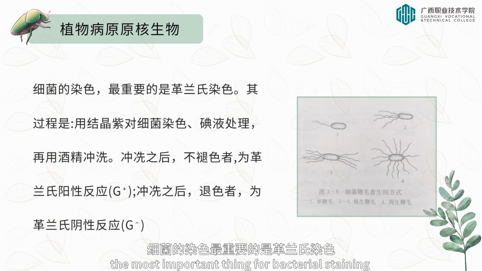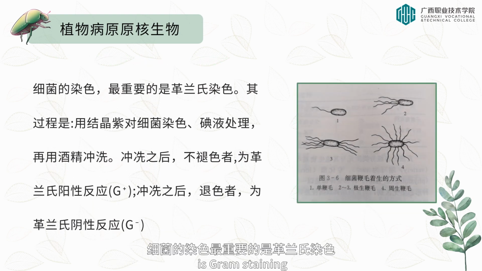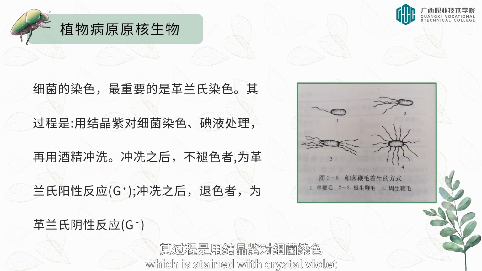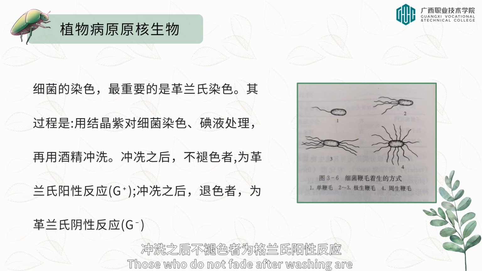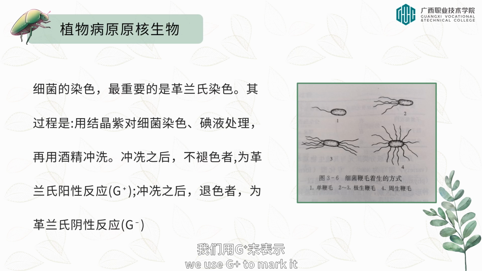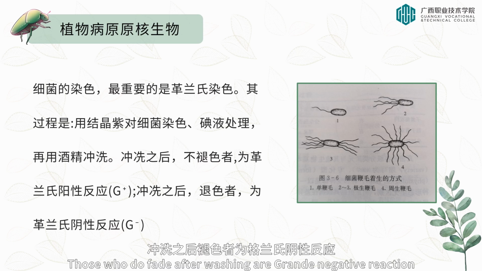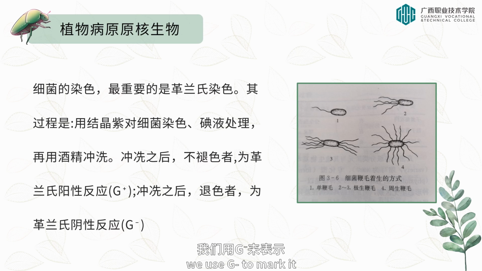The most important thing for bacterial staining is gram staining, which is stained with crystal violet, treated with iodine solution, and then washed with alcohol. Those that do not fade after washing are gram-positive reaction. We use G+ to mark it. Those that do fade after washing are gram-negative reaction. We use G- to mark it.